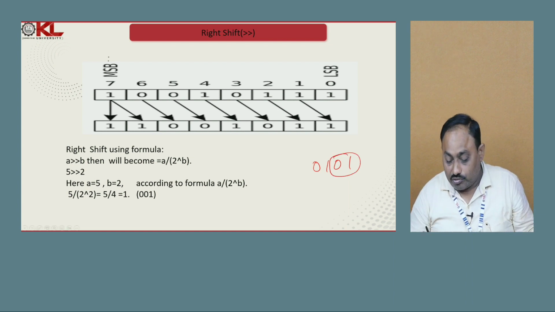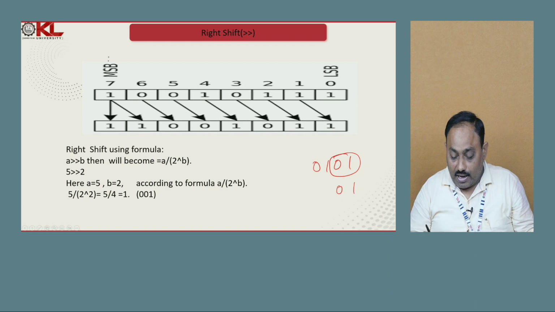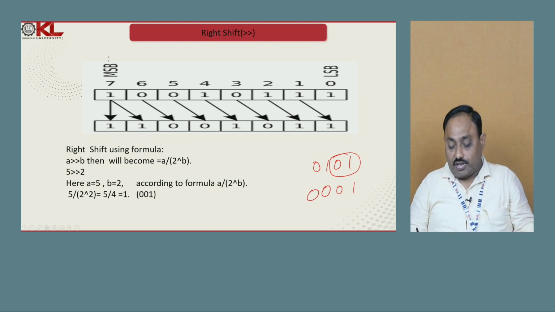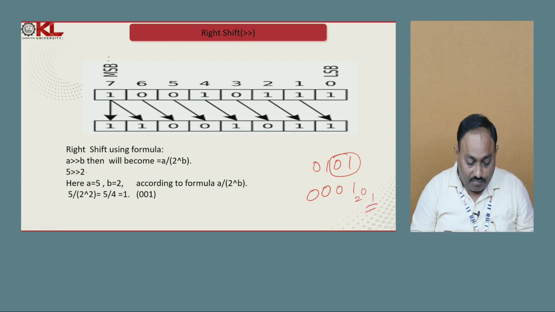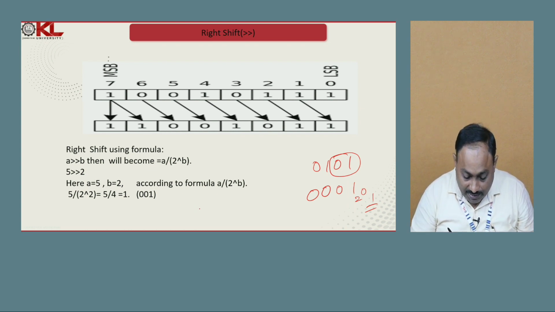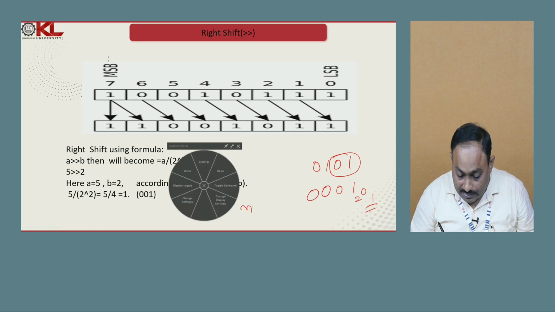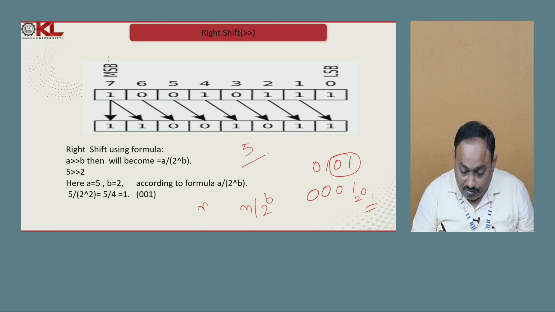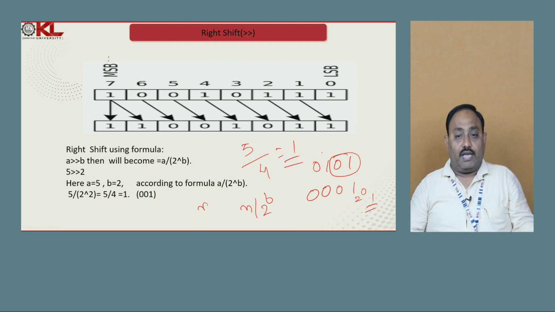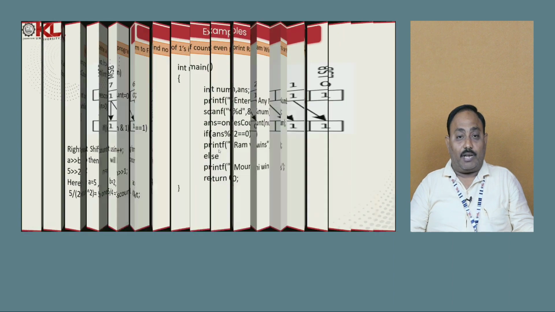These 2 bits are moved and here we get the 01, and the remaining right side bits are filled with 0. Now you can check the value, that is 2 power 0, that is 1. Now a right shift 2 equals 1. That means here you can observe the formula, that is n by 2 power b. So here n value is 5. 5 by 2 power b means 2 square 4, 5 by 4 equals 1. Like that we can perform the right shift operation.